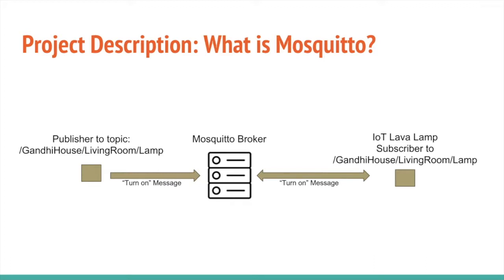Let's say that Professor Gandhi has home automation configured in his home. He sends a message from his phone to turn his lamp on in his living room. The home automation system's implementation might very well be using Mosquitto, or in the very least, the MQTT protocol.